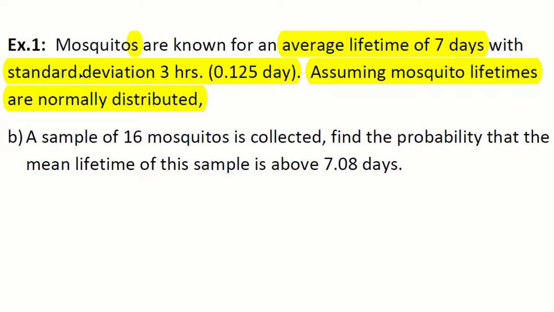From this population of mosquitoes, instead of picking up 25 mosquitoes in a sample, I am now going to pick up only 16 mosquitoes in each of my samples. So a sample of 16 mosquitoes is collected. Now it's pretty much the same question: find the probability that the mean lifetime of this sample is above 7.08 days.